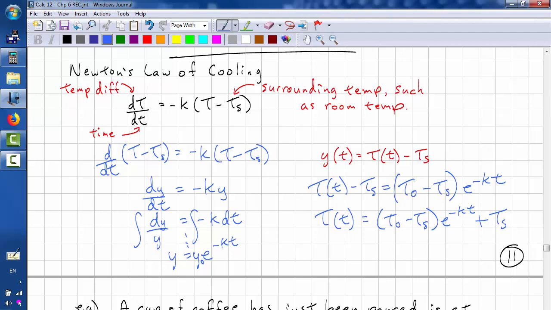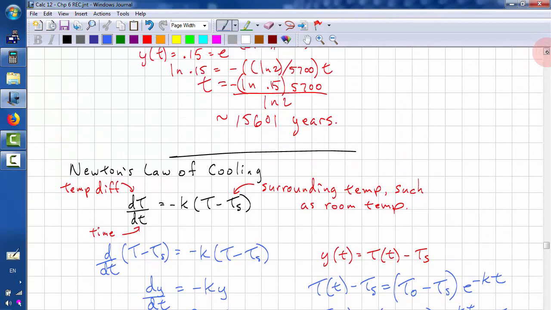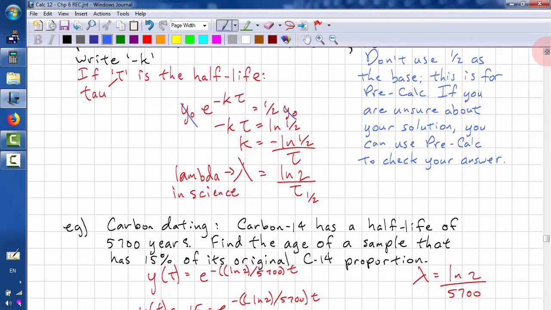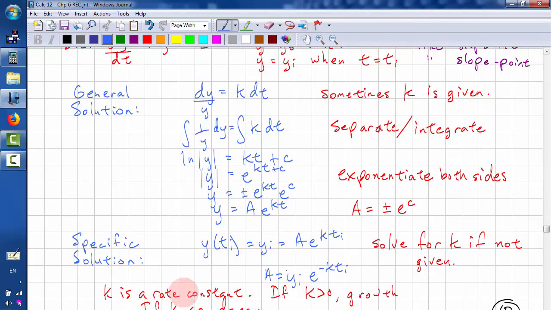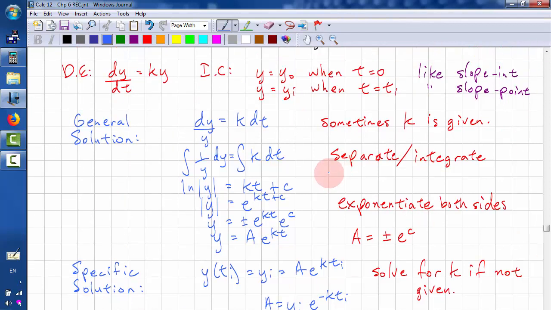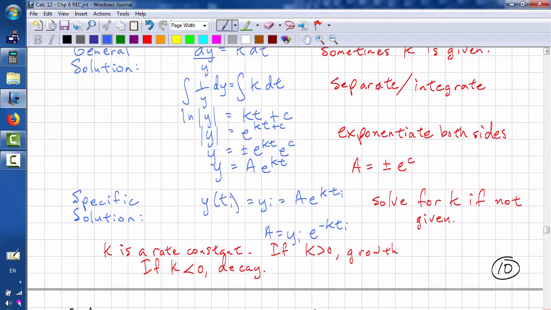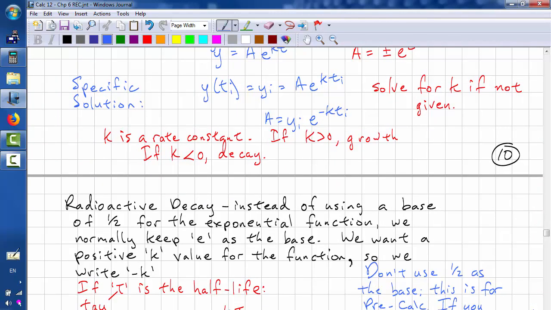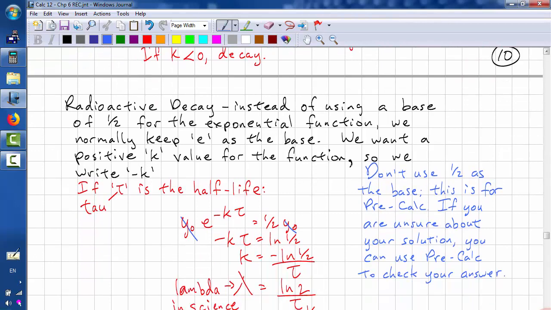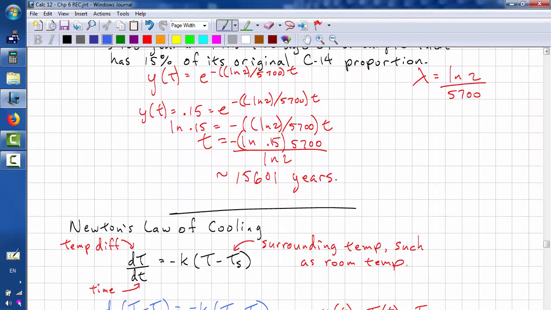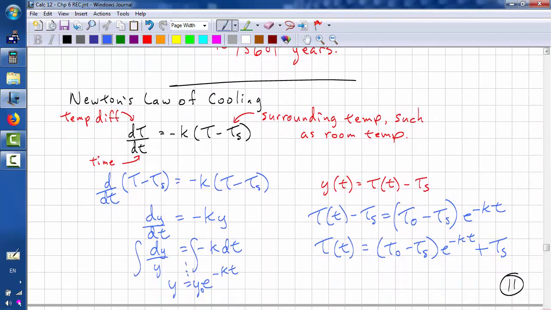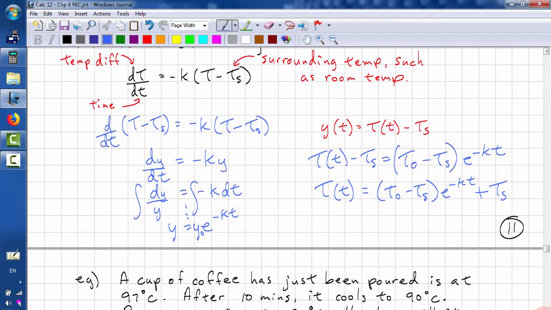Okay, so on a test, you may or may not be asked to derive Newton's law of cooling. You may or may not be asked to derive the growth decay function. And in my class, you won't. You can just put these equations onto your reference sheet and use them. But it's a good idea to try to be able to recreate these equations.